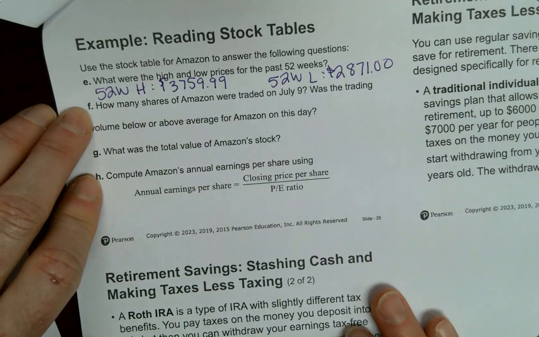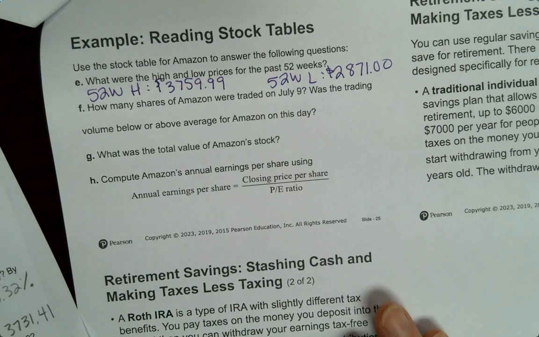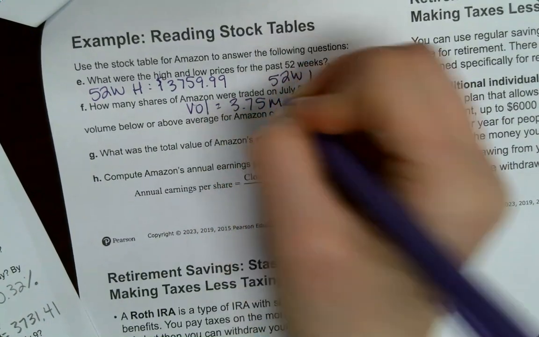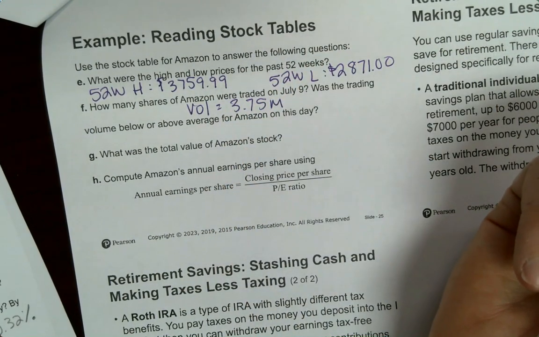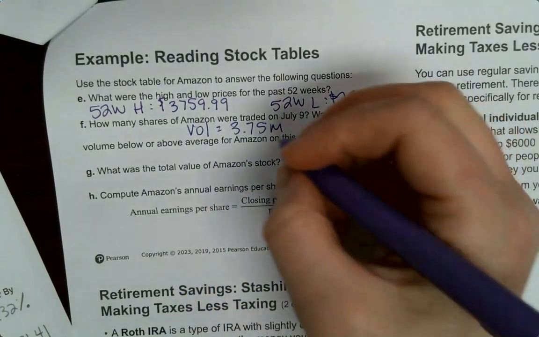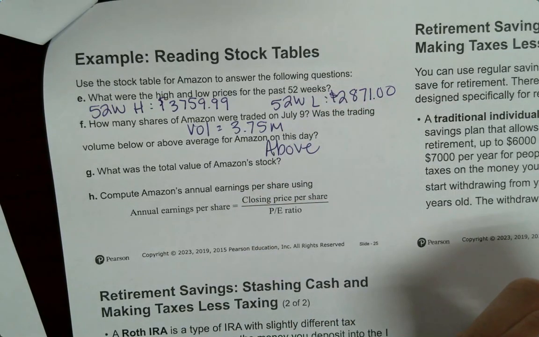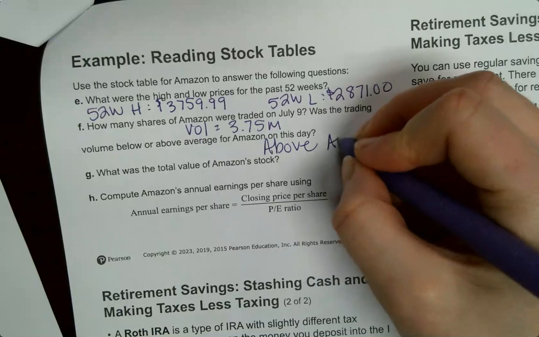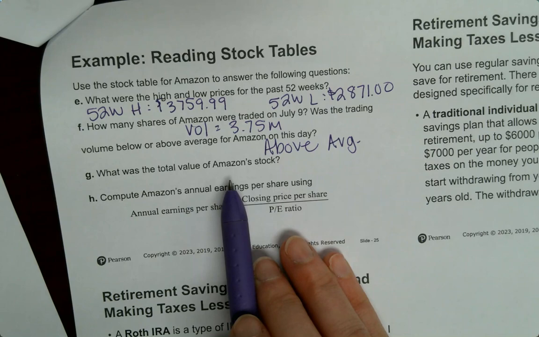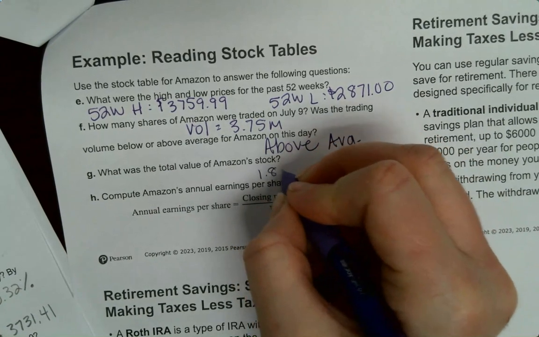How many shares were traded on July 9th? So that's your volume, 3.75 million. And was this above or below? So you look at average. The average was 3.4 million, so it's above. Above average. What is the total value of the stock? So you look at market cap, so 1.88 trillion.